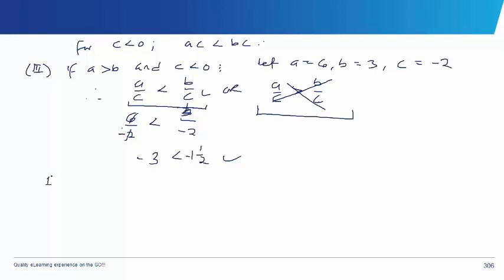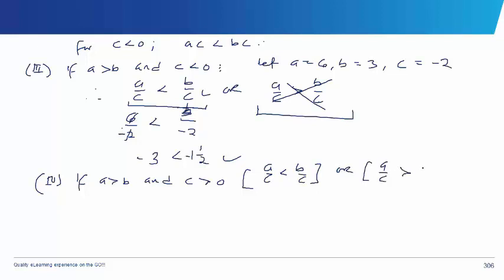Okay, under the same multiplication and division, let's check out what happens if A is greater than B and C is greater than 0. Let's find out whether A over C will be less than B over C, or A over C will be greater than B over C.